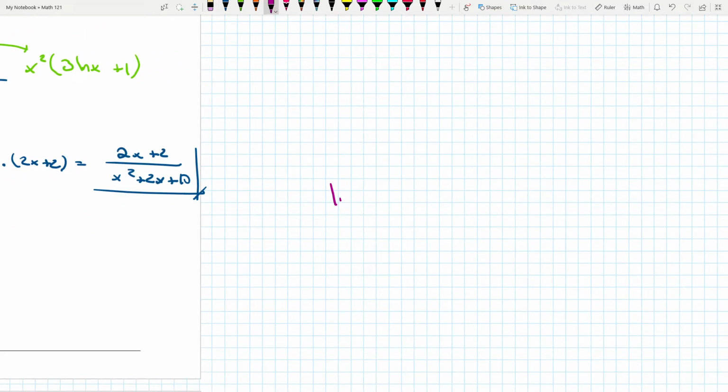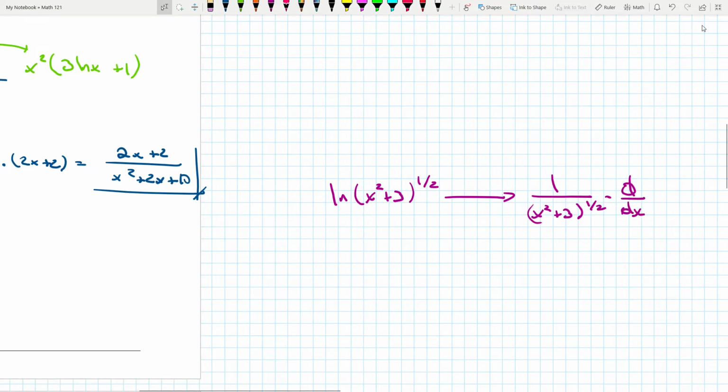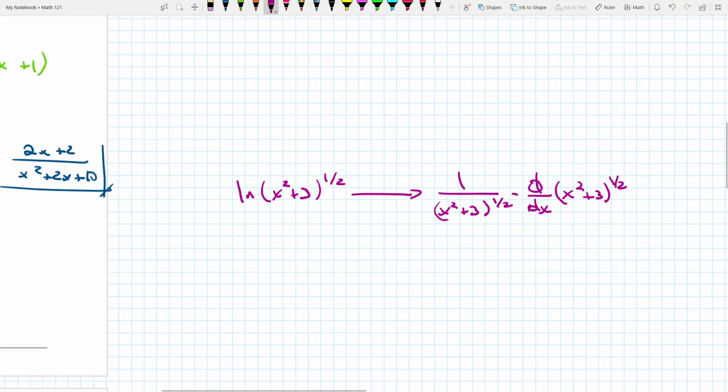So the derivative of ln of (x squared plus 3) to the 1/2. This is what you might be thinking of doing: 1 over (x squared plus 3) to the 1/2 times the derivative with respect to x of (x squared plus 3) to the 1/2. Well, it's still valid to do this. However, you would have to do a chain rule when differentiating this function right here.